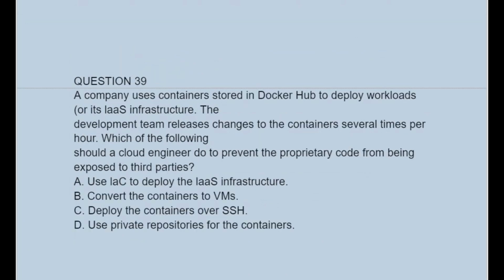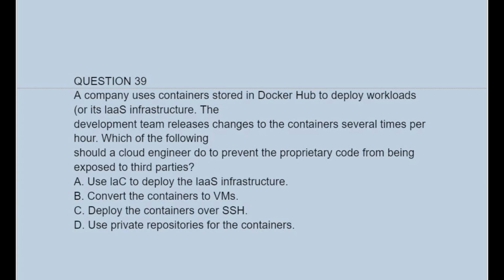Question is, a company uses containers stored in a Docker hub to deploy workloads on its IaaS infrastructure. The development team releases changes to the containers several times per hour. Which of the following should a cloud engineer do to prevent the proprietary code from being exposed to third parties?